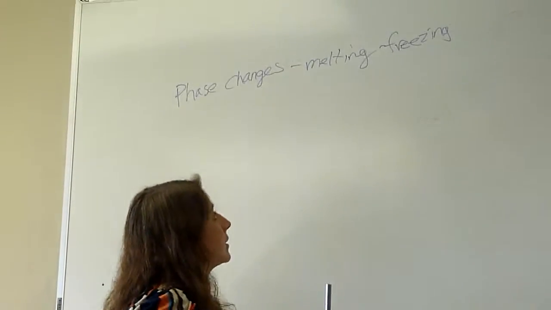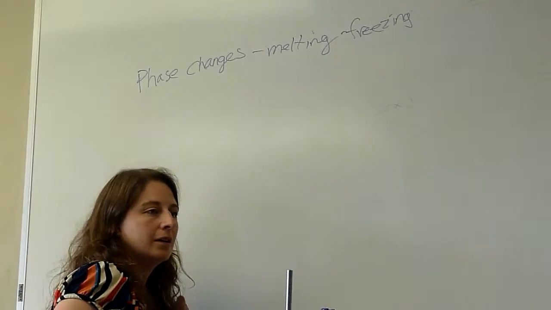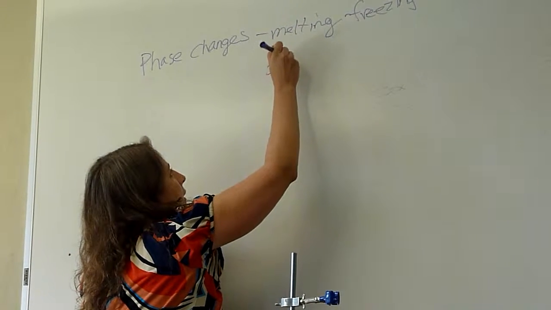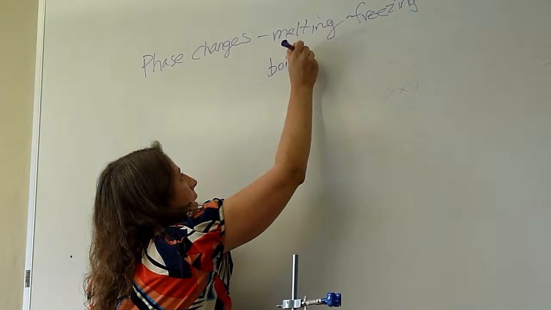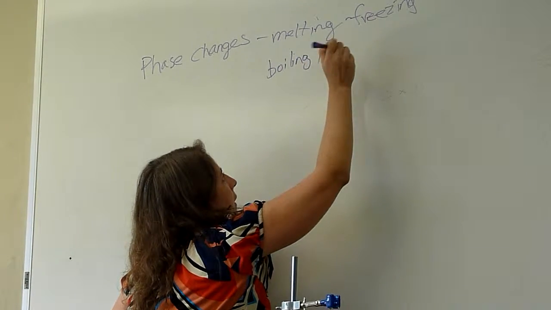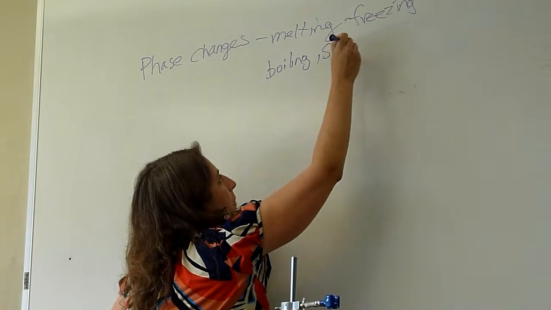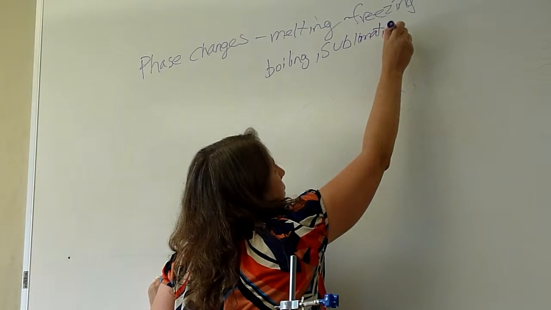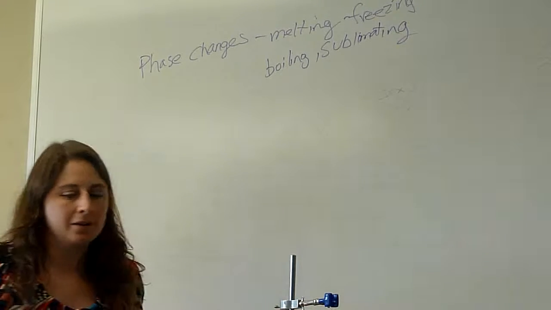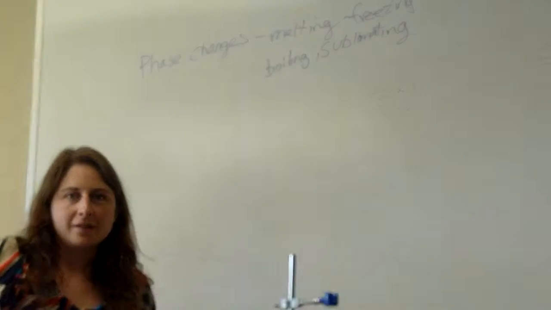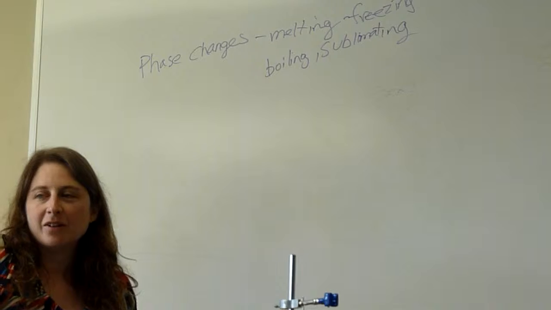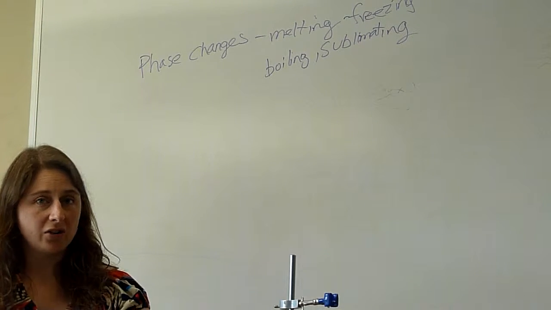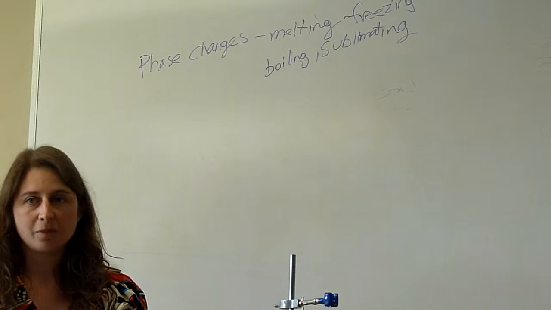What are other phase changes? Becoming a gas. Okay, so maybe boiling. Sublimating, that's another way to become a gas. It's not one you see frequently, but what is sublimating? Anyone? Okay, so if you have a big brick of dry ice, and it's a solid, right? It's solid carbon dioxide.